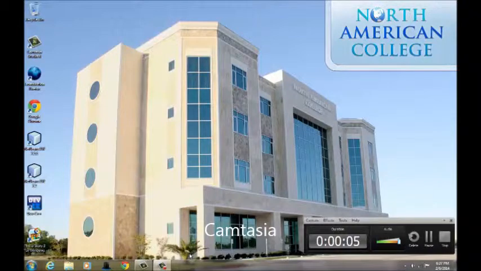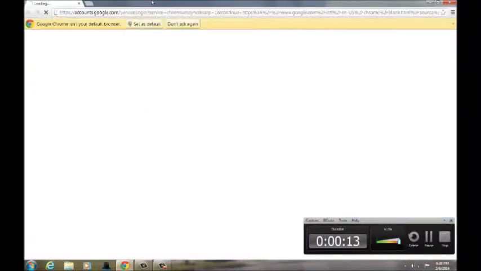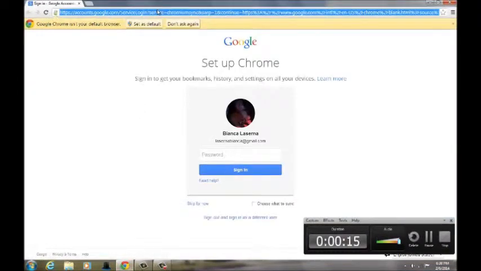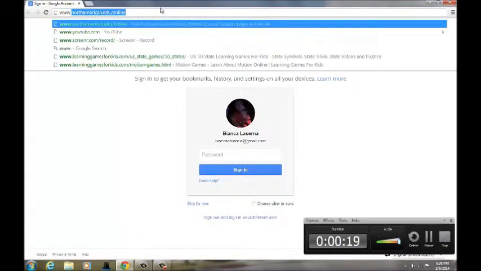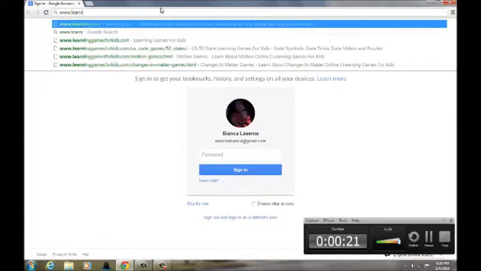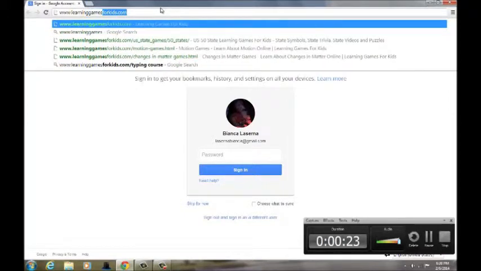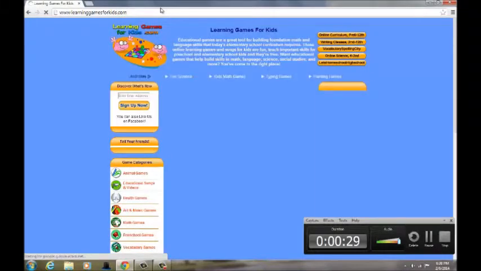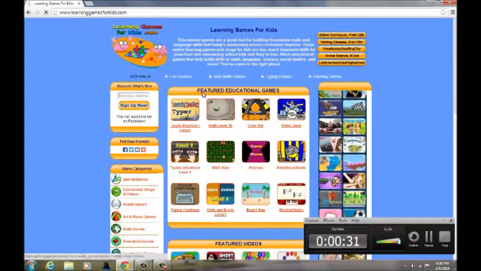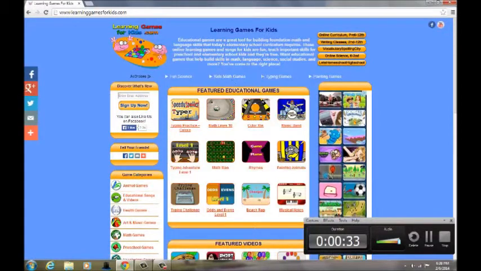In the first scene here, you can see that I've started Camtasia Studio 8, and here is the screen bar. What I'm going to be doing is showing how to use a website, and I'm going to capture the screen with Camtasia Studio 8. I'm typing learninggamesforkids.com. That is www.learninggamesforkids.com. Learning Games for Kids.